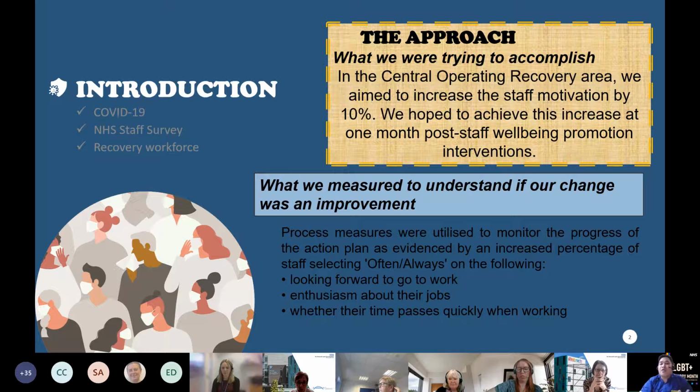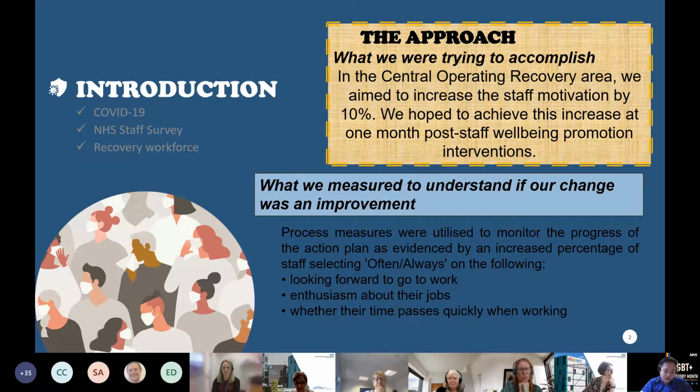So what were we trying to accomplish? In the central operating recovery area, we aimed to increase staff motivation by 10%. We hoped to achieve this increase at 1 month post staff wellbeing promotion interventions. And what did we measure to understand if our change was an improvement? Process measures were utilized to monitor the progress of the action plan, as evidenced by an increase in the percentage of staff selecting often or always on the following metrics. One is how they look forward to going to work. Second, their enthusiasm about their jobs.